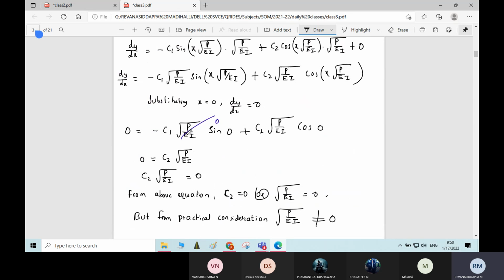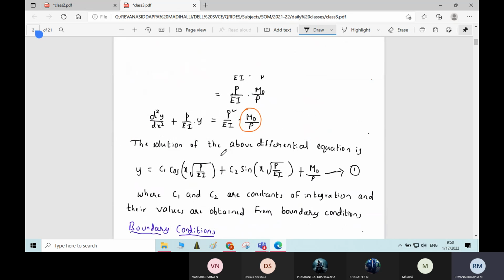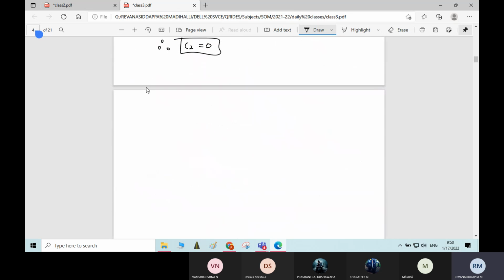C1 is equal to minus m naught by P, C2 equal to 0. So this second term becomes 0. So y equal to what will we get? Substitute the values of C1 and C2 in equation 1.